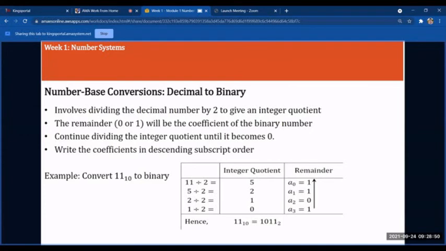Then 1 divided by 2, kailangan pa rin siyang i-divide. Ang sabi po dito is to continue dividing until it becomes 0. So 1 divided by 2 is equal to 0. May remainder pa po? Yes, 1. So therefore, babasahin lang natin siya papataas. Again, write the coefficients in descending subscript order. Therefore, to convert decimal to binary, you will have 11 base 10 is equal to 1011 base 2.